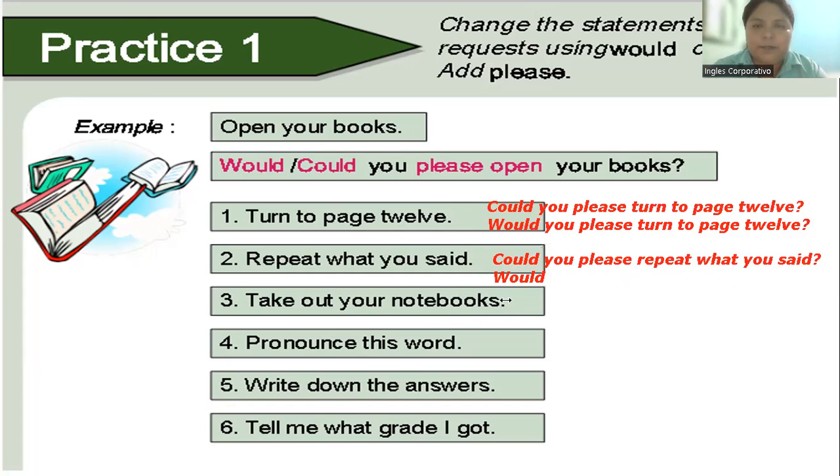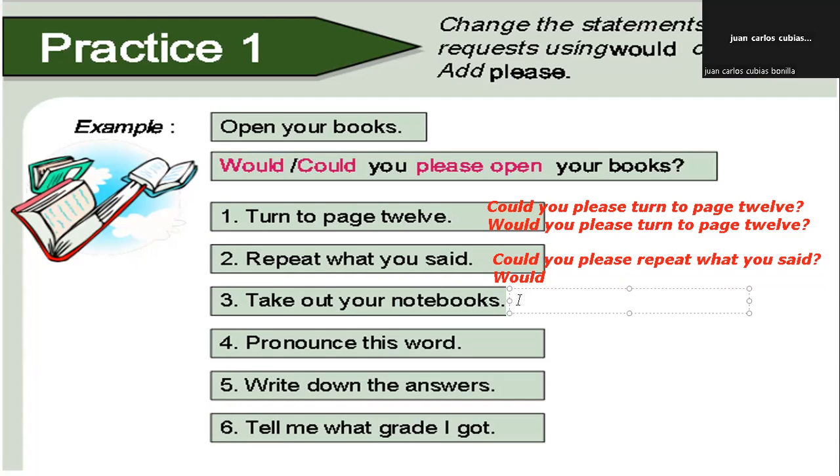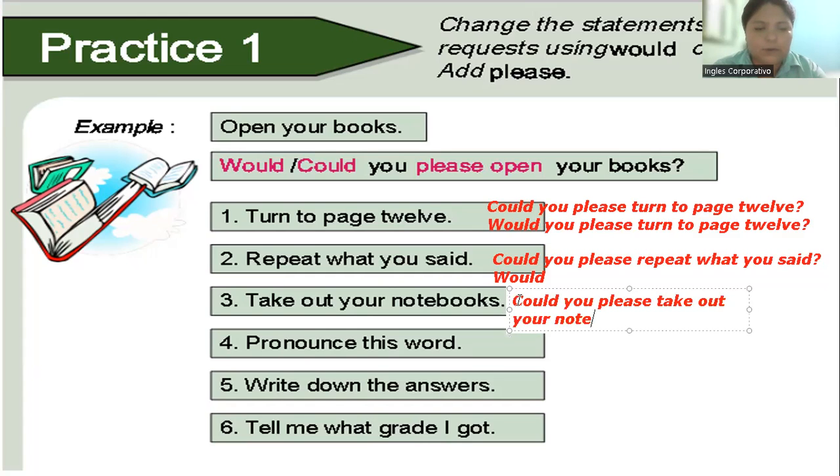Let's see, number three, who is ready? I am, teacher. Okay, Juan Carlos. Could or would you please take out your notebooks? Take out your notebooks. Okay, excellent. Could or would? Let's see, anybody else? Who is ready with number four?